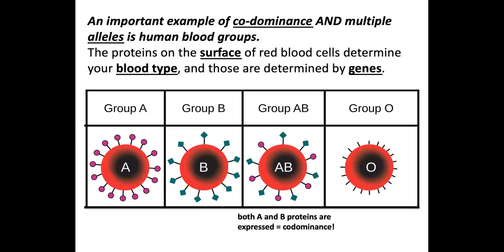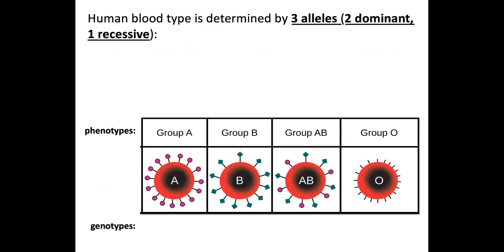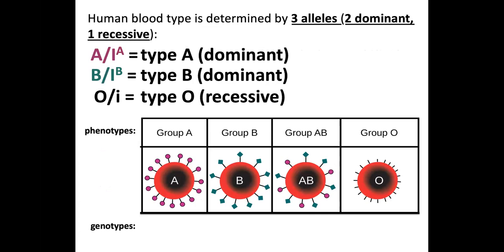AB is codominant because A and B both show. And then O blood type is considered recessive. So these didn't show up how they were supposed to, but I'm going to go over it anyway, and I'm going to write it on the board.